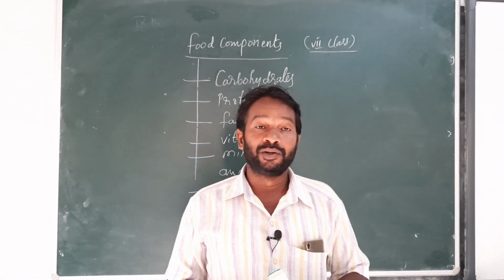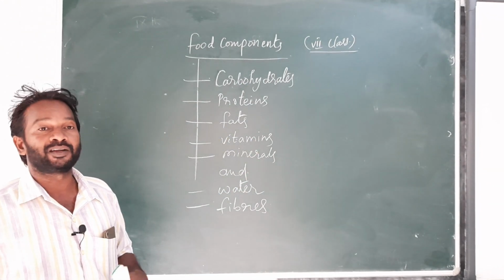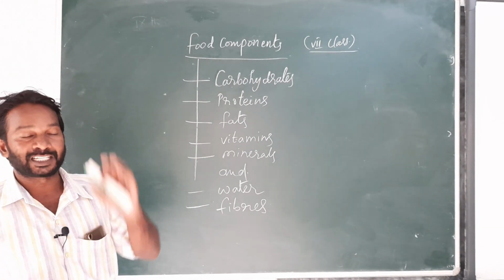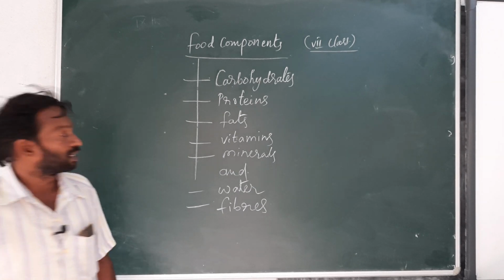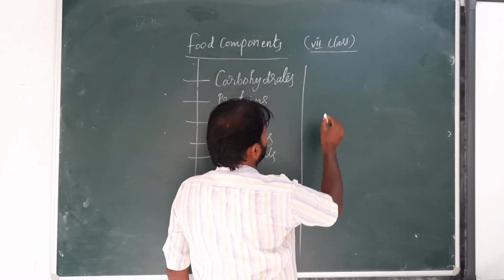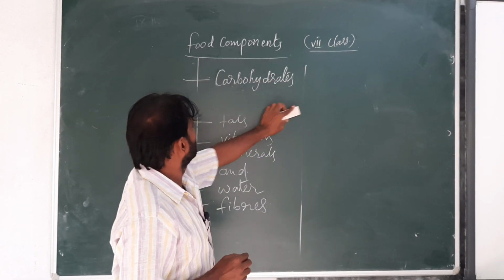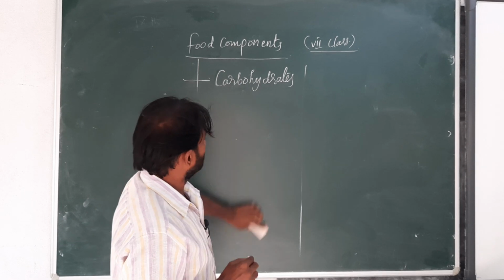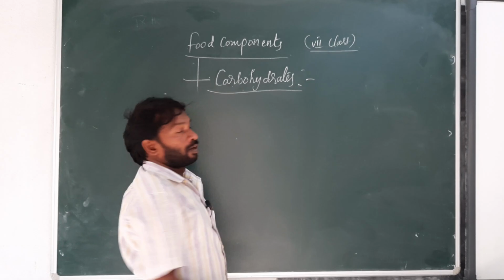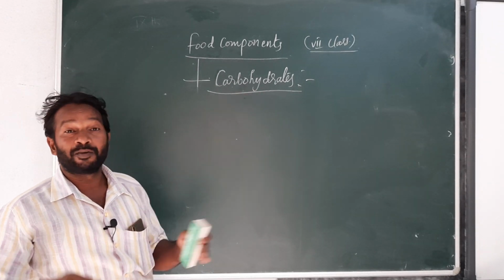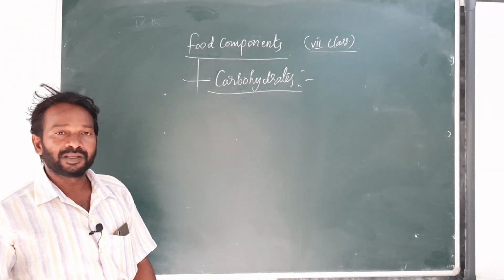Let us find out whether these food components are present in our food by following experiments, confirmation tests. First of all, one by one, let us discuss the carbohydrate confirmation test, that is, the presence of starch. Carbohydrate is also called starch.